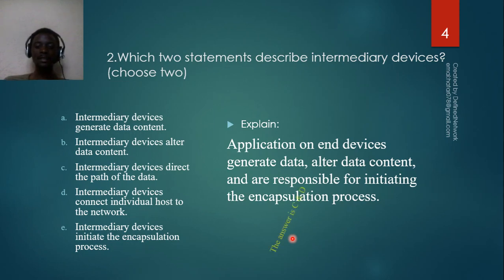The answer here is C and D. Intermediate devices select the path of the data, like a router, as we have seen in the first question. The router is an intermediate device. Intermediate devices connect individual hosts to the network, like a switch. When you connect your end device to a switch, you can connect to the network. Something like that.